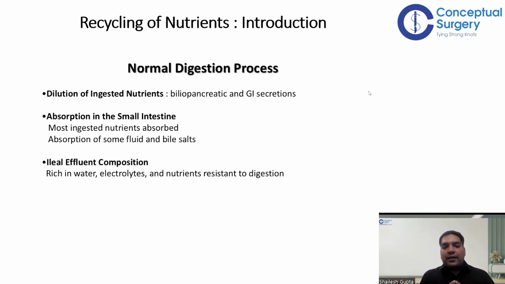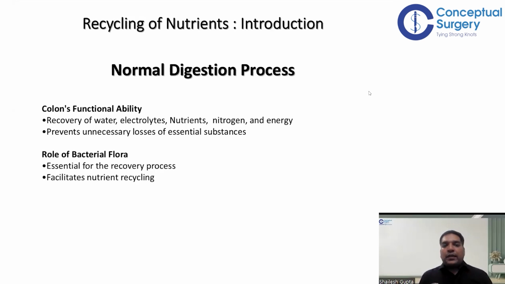So ileal effluent composition, जो हमारा ileal से colon में जो amount fluid जा रहा है, it is rich in fluid, water, electrolyte and nutrient which are resistant to digestion. Right? This is very important. So basically colon का functionality क्या है? Colon basically जो water electrolyte आ रहा है उन्हें absorb करता है, प्लस जो न्यूट्रिएंट अनडाइजेस्टेड रह गए हैं उन्हें रिसाइकल करता है. This is very important.